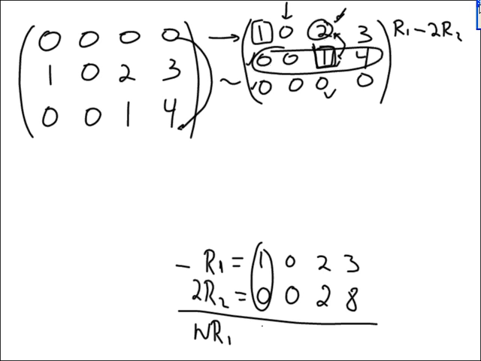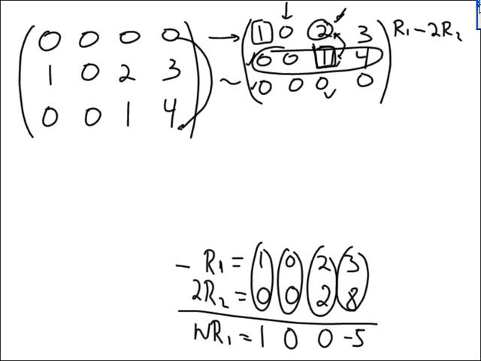1 minus 0, 1. 0 minus 0, 0. 2 minus 2, got the 0 we wanted. 3 minus 8, it's negative 5. So this matrix I'm about to write is row equivalent to the one before. The new row 1 is this. Row 2 we did not change.